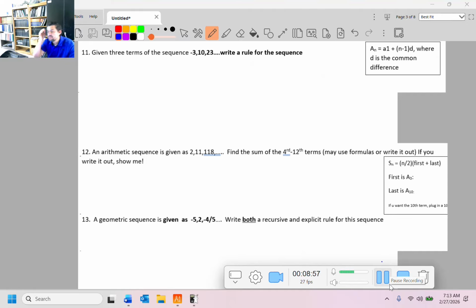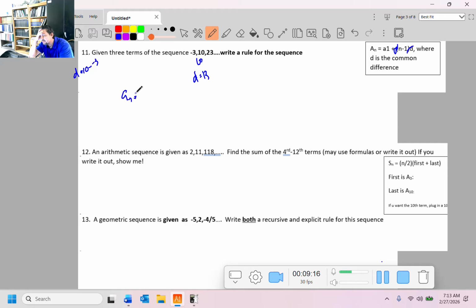Given 3 terms of the sequence, negative 3, 10, 23, write a rule. This is obviously arithmetic with a common difference of 13. We are adding 13. The difference is always the second minus the first, and anyways, you get 13. I'm actually going to put the d in front of n minus 1 instead of behind.